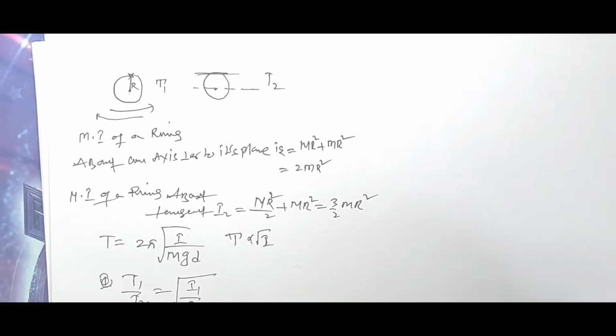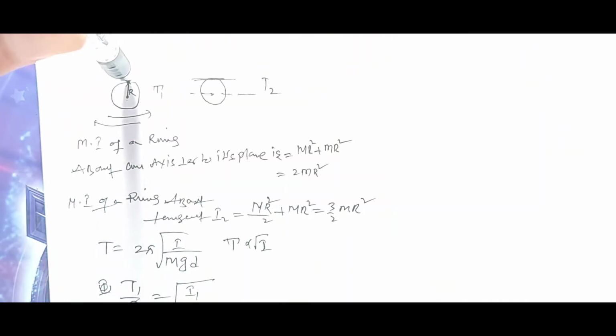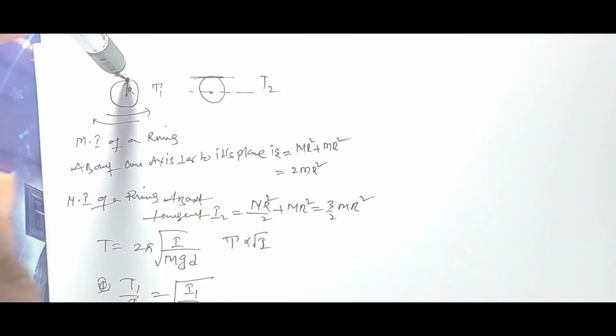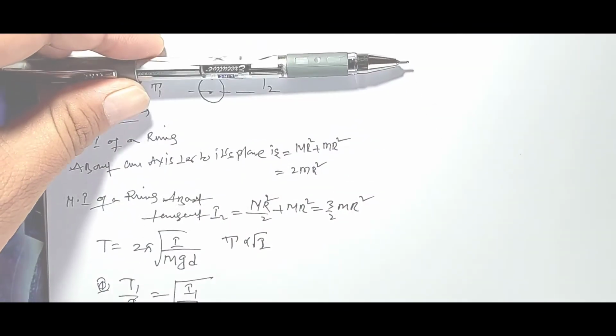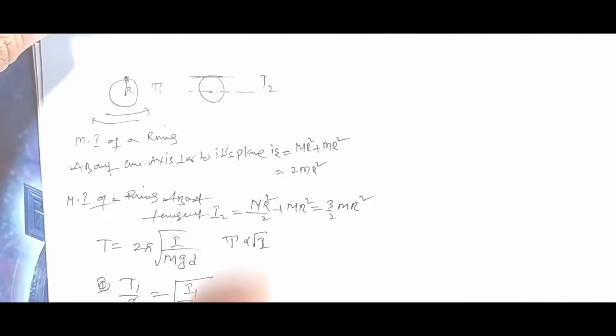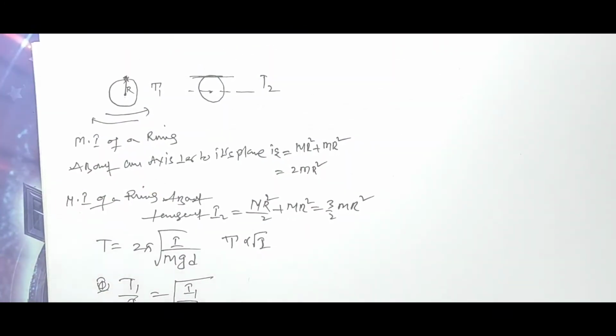So in this case you have to take care about the axis. In the first case the axis is this, the ring oscillates like this. In the second case, the ring oscillates into the paper and outside the paper, perpendicular to its plane. So you have to find out the moment of inertia in the two cases.